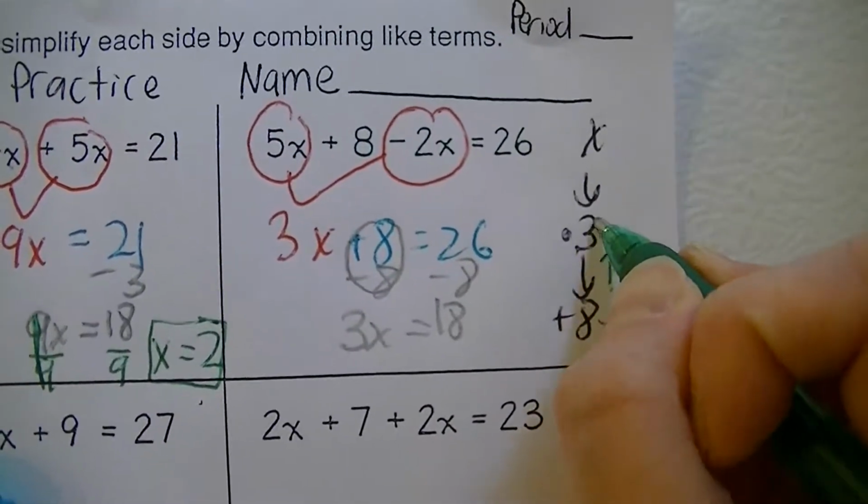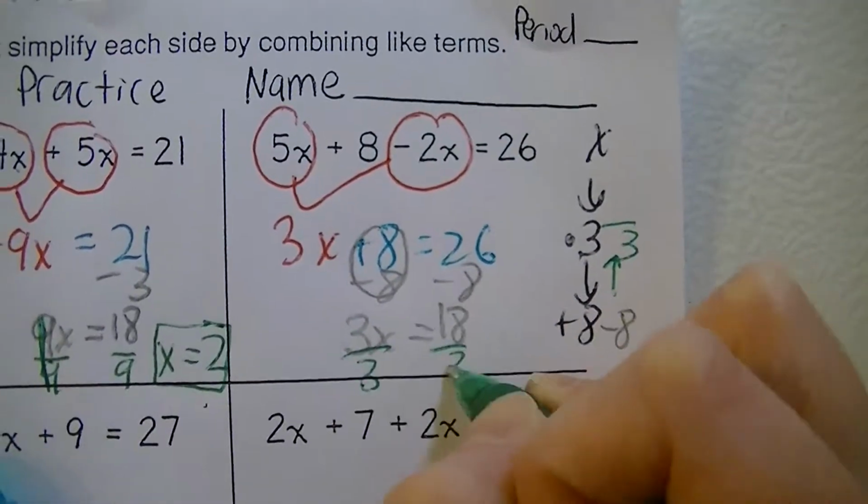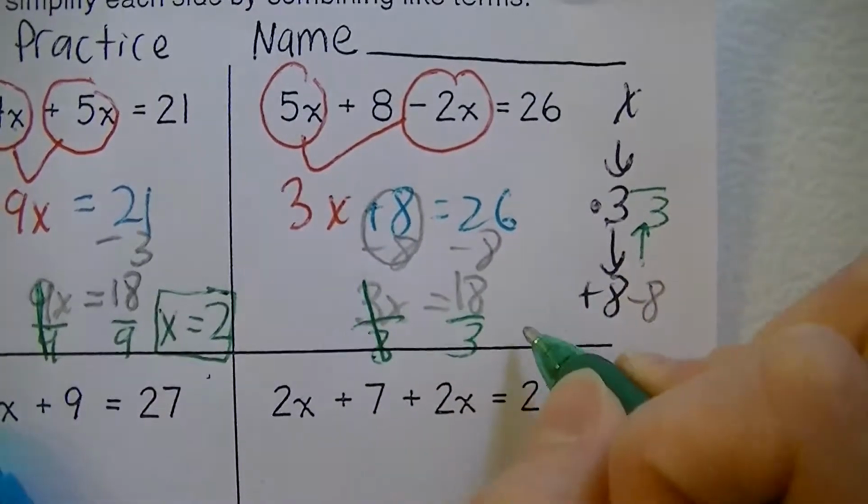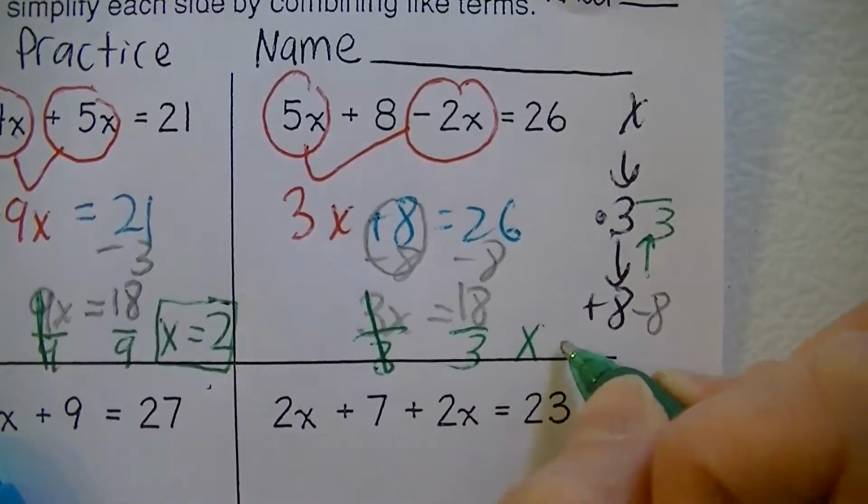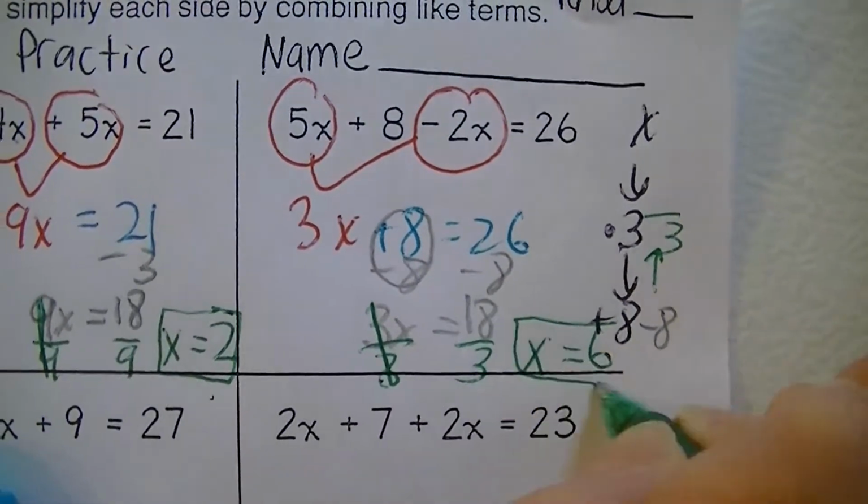Inverse operation of times 3 is to divide by 3. 3 divided by 3 is 1. 1 times x is x. 18 divided by 3 is 6. So your value of x equals 6.